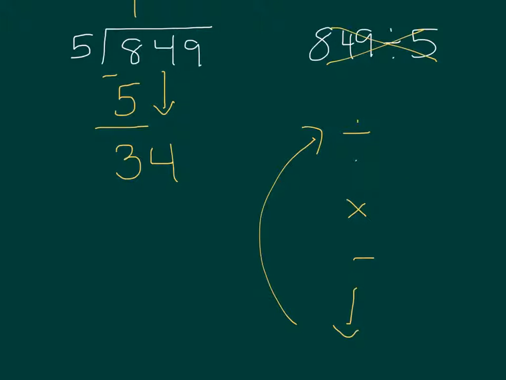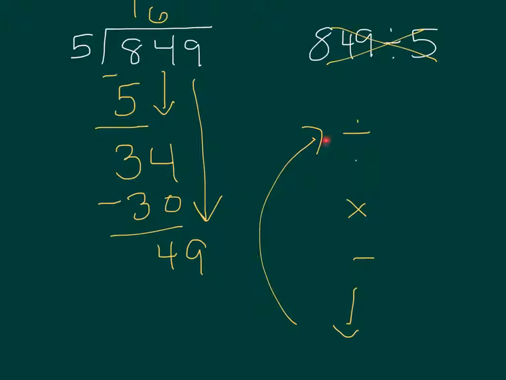Looking at this division problem, I say, how many times does 5 fit into 34? What can I do times 5 that will get me close to 34 without going over? I know that 5 times 6 is 30, and 5 times 7 is 35. Well, 5 times 7 is 35, so I can't use that because I went over. So I need to go 5 times 6. My 6 goes up top, and now I multiply 6 times my 5, which is 30. I subtract my 30, and I'm left with 4. I bring down my 9, I have 49.